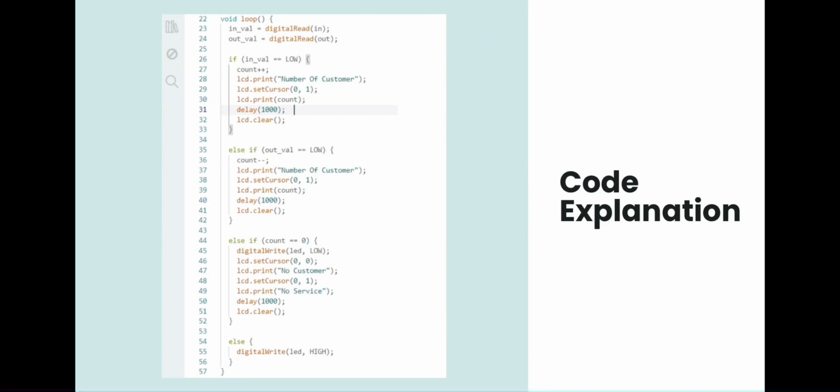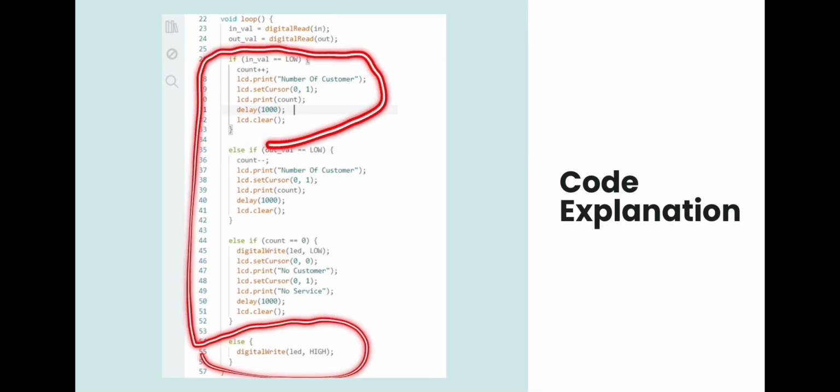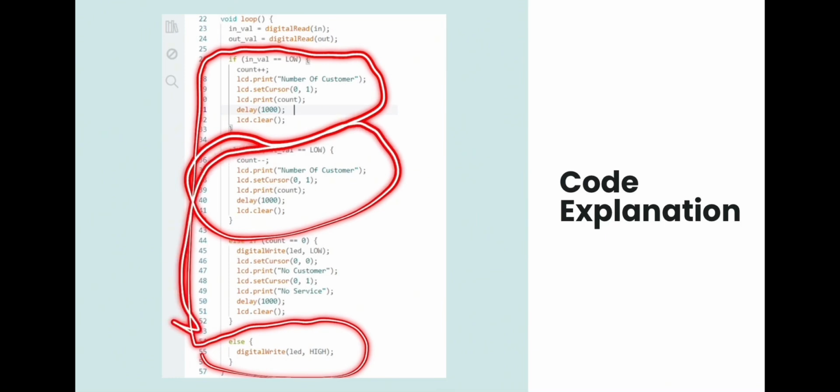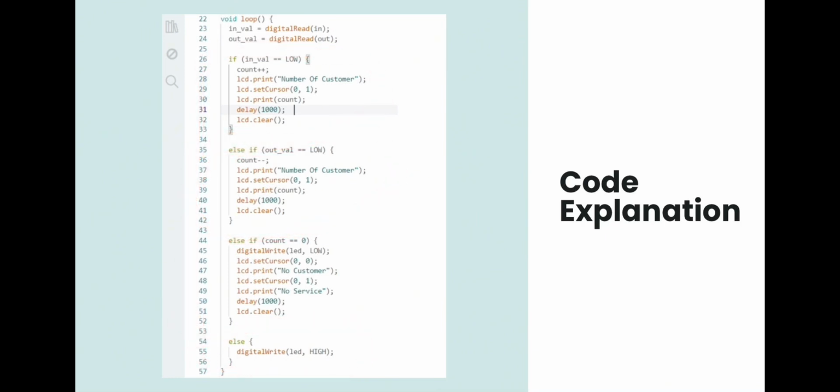And the last condition, the fourth condition, when someone is in the room, is the else part of the loop, which means the count is greater than 0. In this case, the system turns the LED on using digitalWrite LED high. There is no need to update the LCD. This condition keeps the LED turned on to show that the current visitor count is greater than 0.